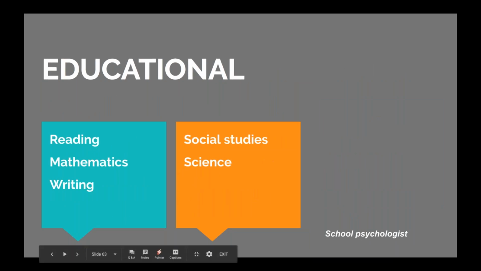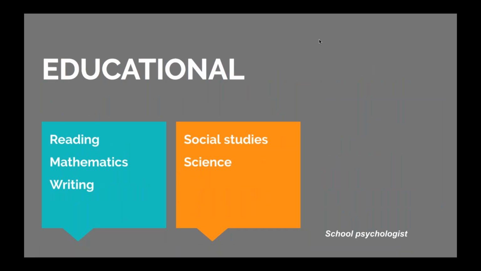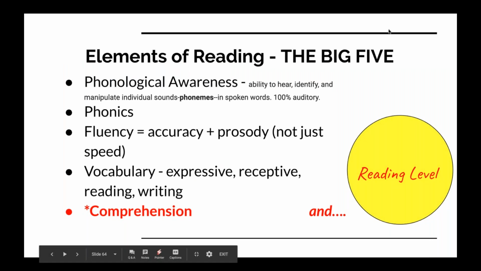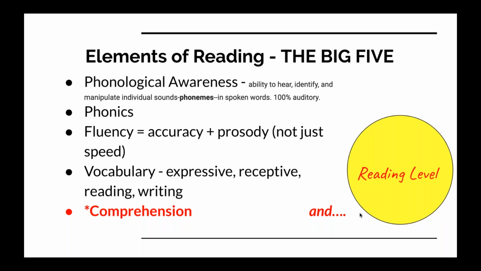Educational assessment. This is generally done by the school psychologist. They're going to look at the kids' abilities in reading, mathematics, writing, general social studies, science, the things that we think about as the content of school instruction. You really want to make sure that this evaluation includes the big five of the elements of reading.